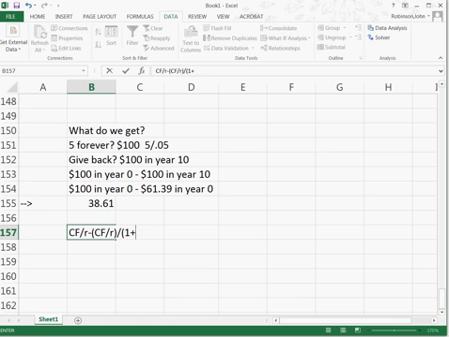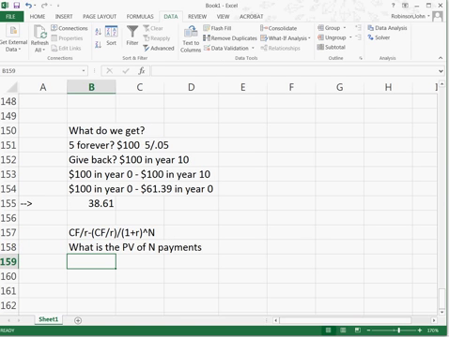Okay, and what does this do? Well, this tells us what is the present value of n payments. Right, if I get a payment every year, then this is n payments. This is the present value of n payments. And this is huge. Why? Because what kind of things in your life have payments? Lots and lots of things.